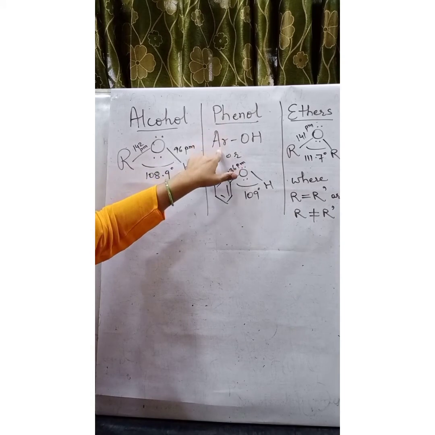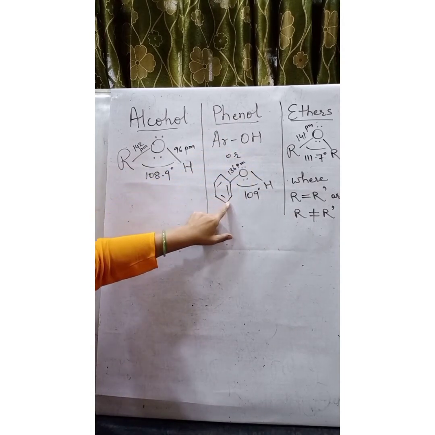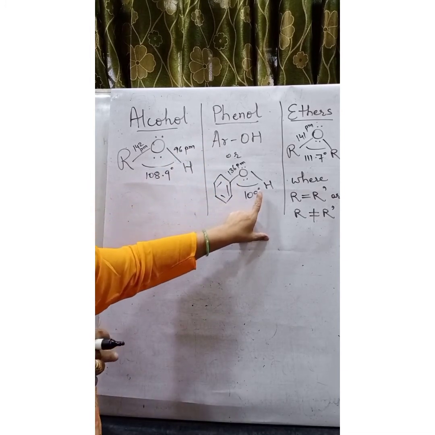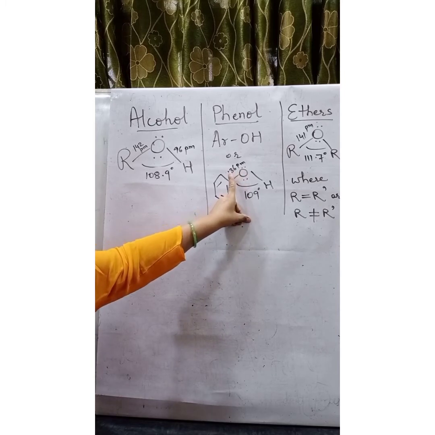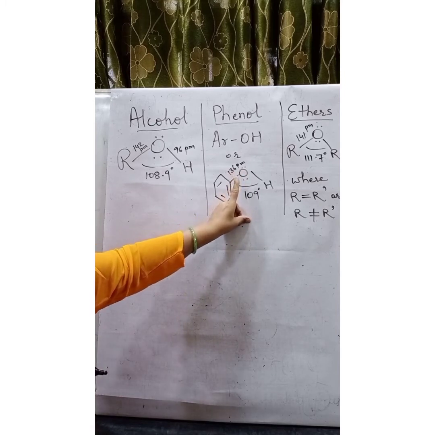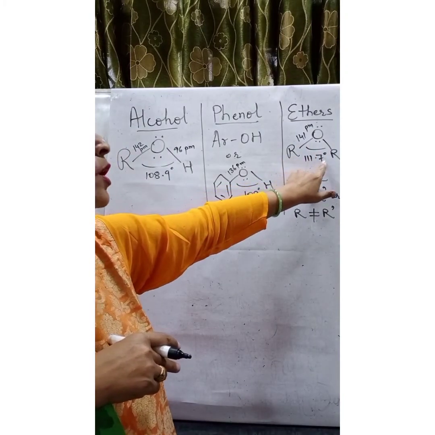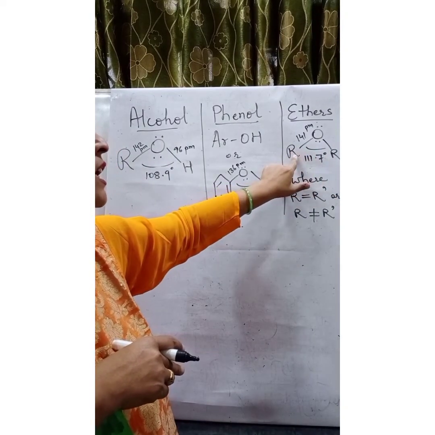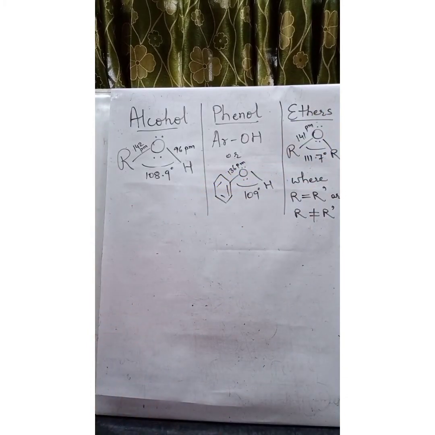Phenol is represented by the general formula AROH, or we can use a benzene ring in place of AR. The bond angle is 109 degree and the carbon oxygen bond length here is 136 picometers. Ethers. The bond angle is 111.7 degree and the carbon oxygen bond length is 141 picometers.